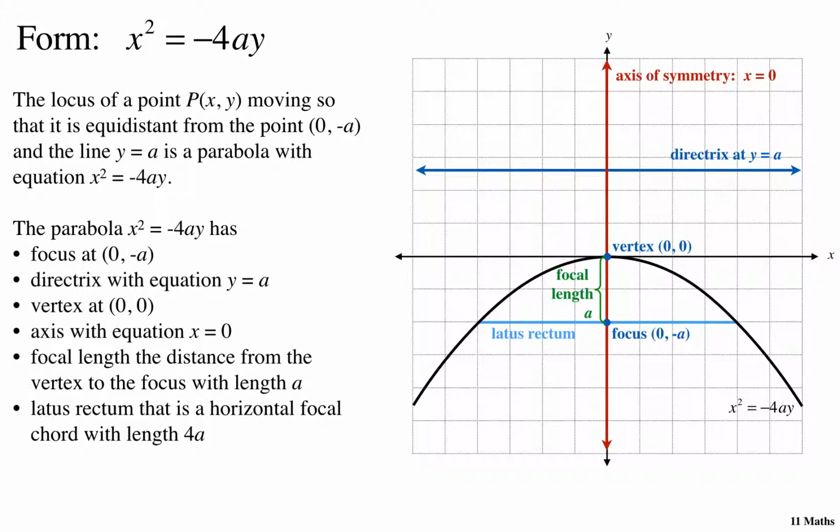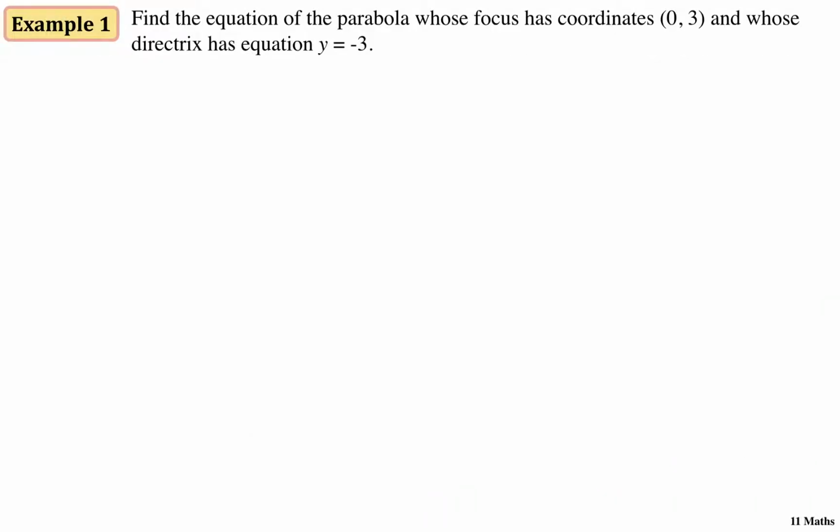So everything is the same, except it's upside down when you compare it to x squared equals 4ay, because this is x squared equals minus 4ay. Let's try some examples and see if we can make sense of this. Find the equation of the parabola with a focus at 0, 3 and a directrix at y equals -3.